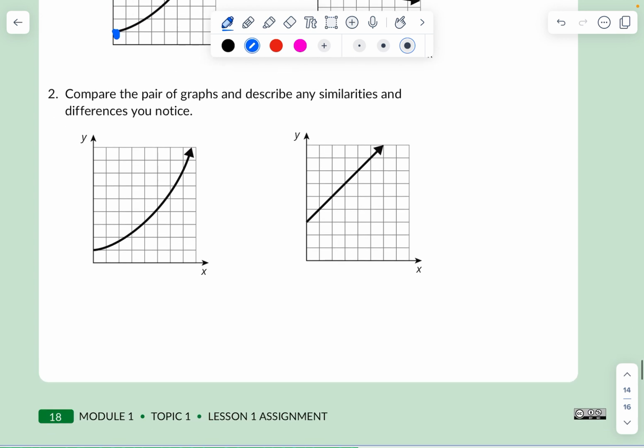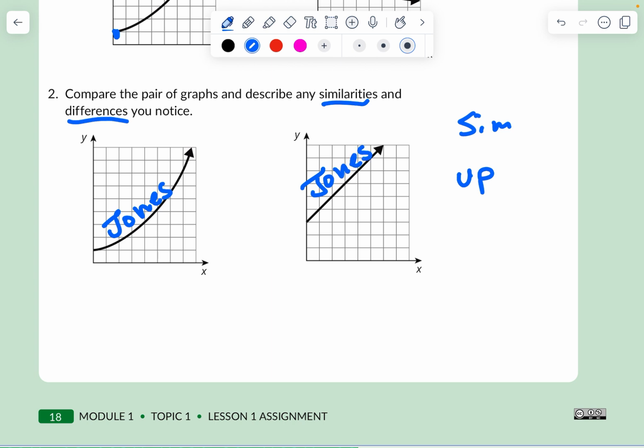Now, we're going to compare these two graphs, and let's talk about similarities and differences. Similarities, well, they are both going up. If you're ever in question about is it going up or is it going down, we read graphs the same way we read books, from left to right. So if I write my name on this, Ms. Jones, and I write my name on this, Miss Jones, both of these are going up. So these are both increasing graphs. Neither one of them start at 0. You see how this one doesn't start at 0, and neither does this one, okay? So those are some similarities.